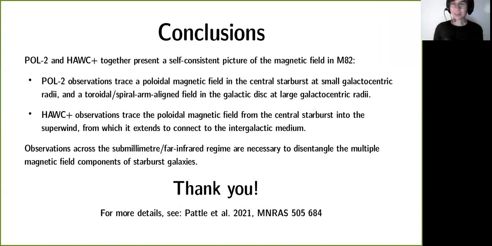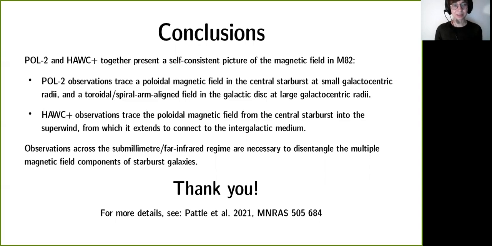So our conclusions are that putting POL2 and HAWC together, observations of the magnetic field traced by the dust in M82, we get a very self-consistent picture. POL2 is tracing the poloidal field in the starburst and a spiral arm aligned field in the galactic disk. HAWC is tracing the same field in the central starburst, but then also traces the magnetic field in the superwind to show how it connects to the intergalactic medium.